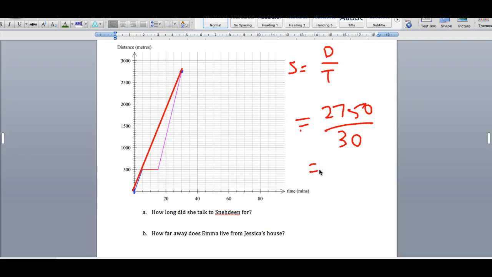2750 divided by 30. So she's walking at an average speed of 91.67 meters per minute. Yeah, that's not too bad. I think that sounds pretty reasonable. All right, so let's move on.